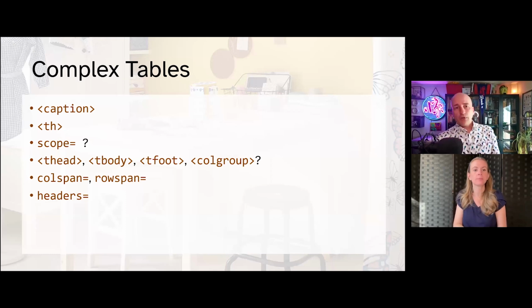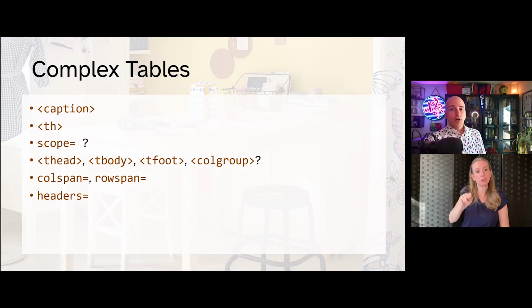Now, a complex table, similar but different. It also benefits from a caption. It also gets column and/or row headers. Those row and column headers still probably don't need a scope attribute. Use thead, tfoot, tbody, and colgroup as you would for a simple table, which means maybe not at all.